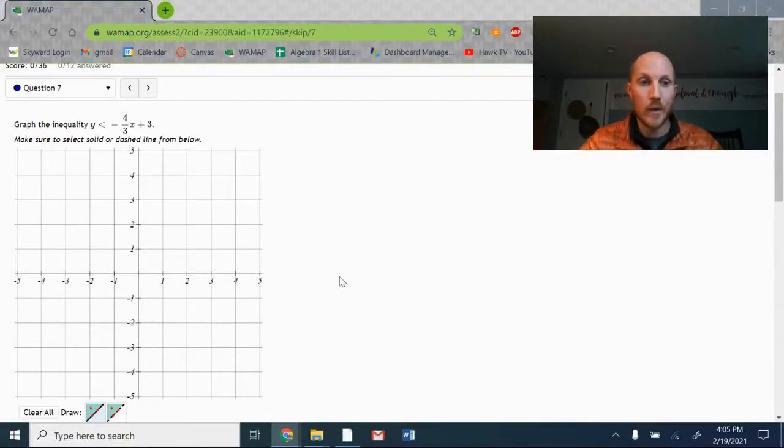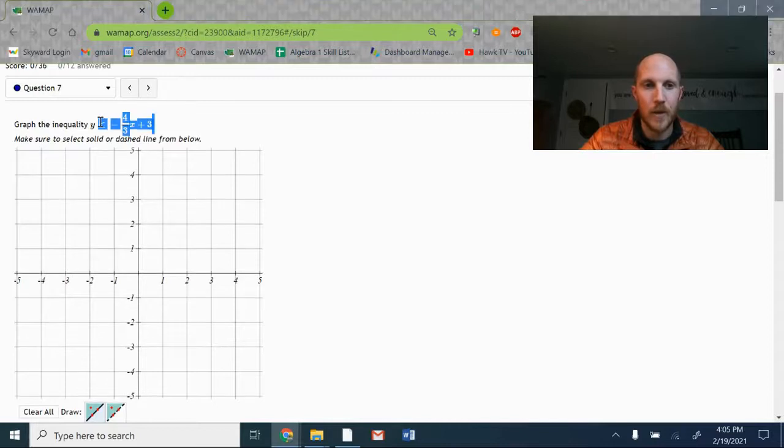All right, so let's take a look at one or two problems here out of the WAMAP assignment so that we can see just how to do these in WAMAP. So graph the inequality y is less than -4/3 x plus 3. Here, that is our inequality. And we're going to make sure we follow the directions. This is the first thing I told you to do, the same thing that shows up in the directions here. Make sure to select solid or dashed line from below first.